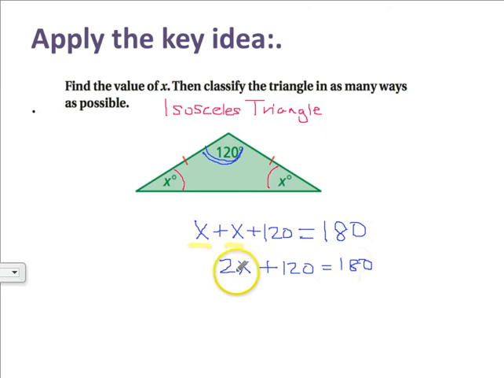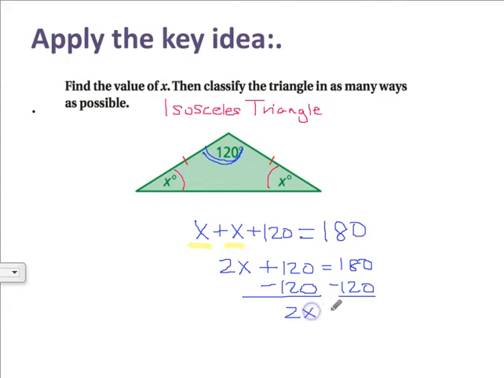Now remember, the first step from here to get our x variable all alone is to remove the constant from the left side of the equation. So since 120 is our constant and it's being added, we want to do the opposite. So we're going to subtract 120 from each side.